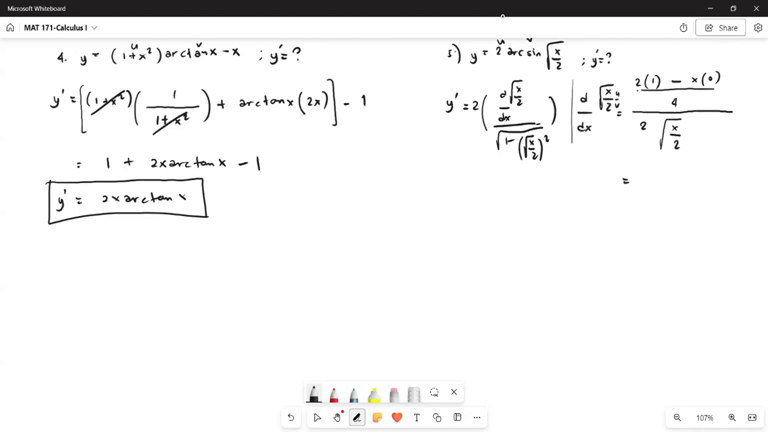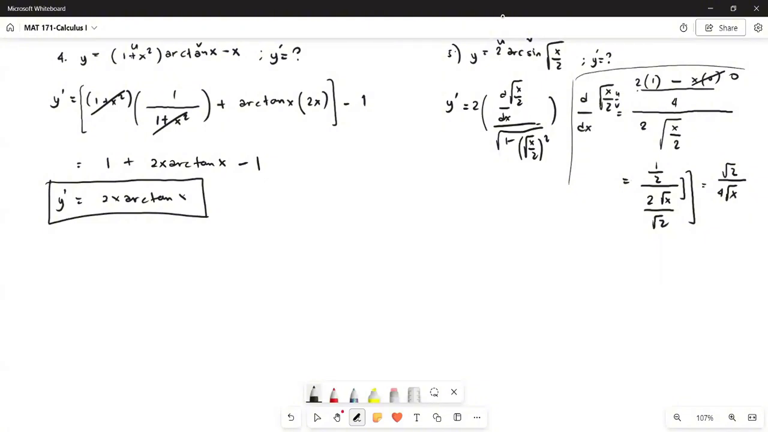Equals. Baka malito kayo, ilalagyan ko ng boundary. So 2, so 0 na to. So 2 over 4 is just 1 over 2. Tapos meron tayong 2. Yung square root of x over 2, pwede kong i-rewrite ng square root of x over square root of 2. So proceed tayo sa extremes and means. So we will have square root of 2 over 2 times 2 is 4, square root of x.